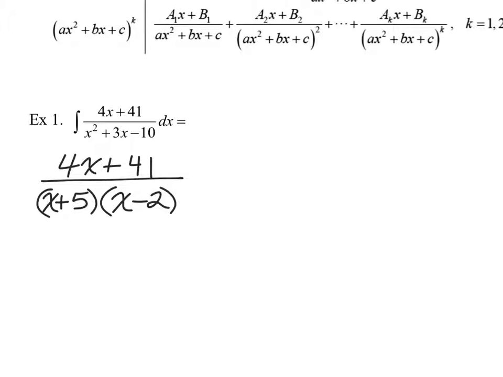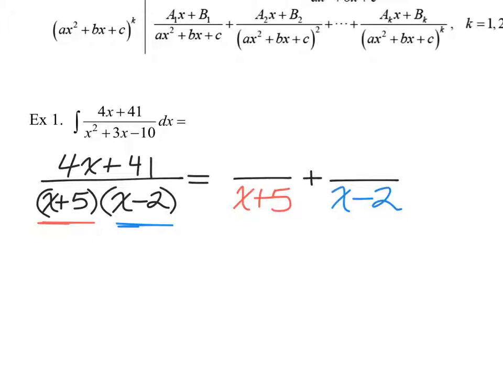All right. So we have two linear factors. Here's one, here's the other. My expansion, which is going to be the sum or difference of fractions that are equivalent to the given fraction, is going to contain two different linear denominators. So I'm looking at x plus 5 and x minus 2.